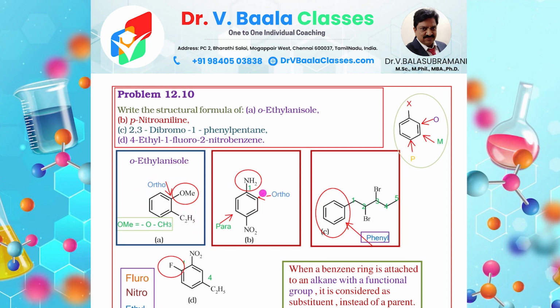In the second structure, para-nitroaniline. Already you know that the benzene ring containing NH2 is called aniline. What is para? Opposite of NH2. That is called the para position. What is attached? Nitro group. That's why the nitro group is attached at the para position. That is why the name of this compound is para-nitroaniline.